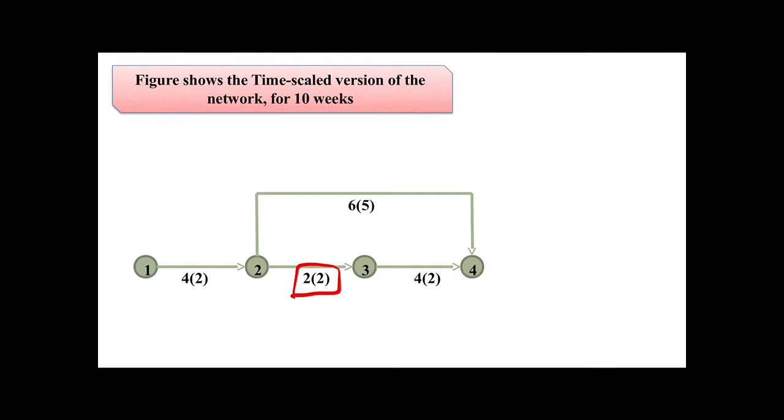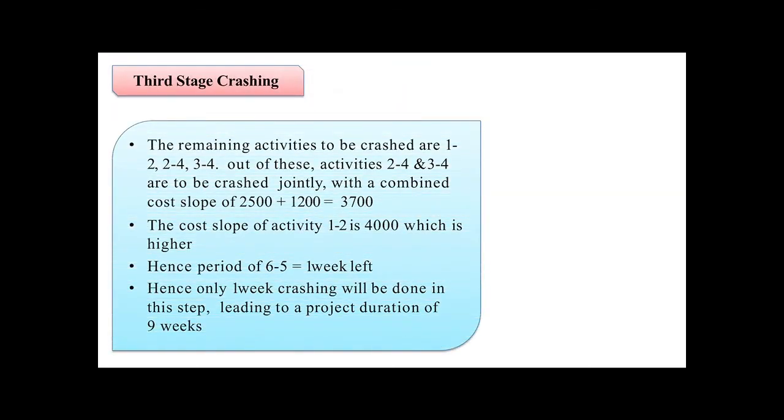Now in the third stage, what can we do? We can go for crashing of 1-2 or 3-4, because 2-3 we cannot disturb. The remaining activities to be crashed are 1-2, 2-4 and 3-4. Out of those, 2-4 and 3-4 are to be crashed jointly because these are parallel activities, so they can be crashed simultaneously with a cost slope equal to 3700.